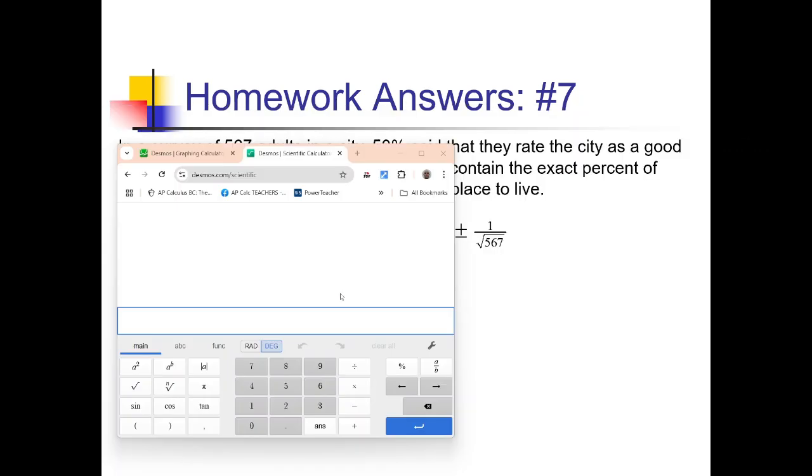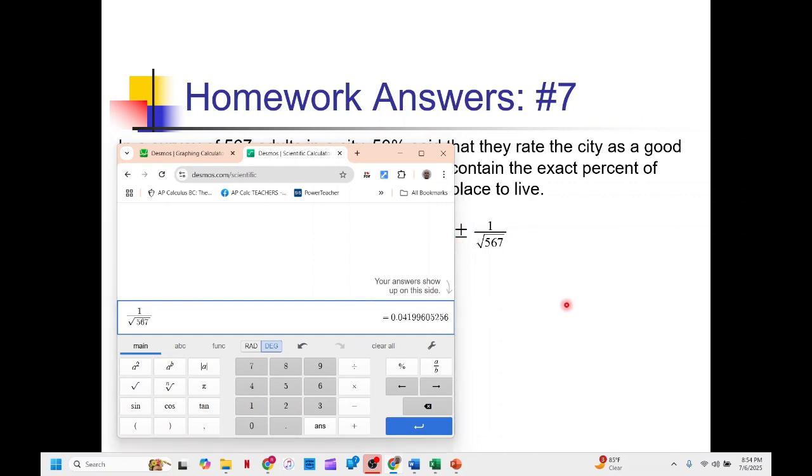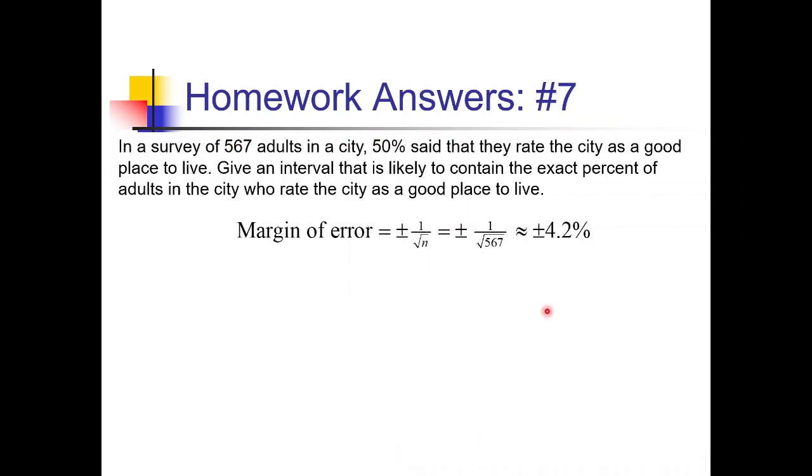Let's calculate what that fraction comes out to. So we have 1 divided by the square root of 567, and that comes out to, if we make this a percentage, this is, let's see, roughly 4.2%. So now we need to subtract 4.2% from 50 and add 4.2% to 50 in order to get our likely interval that they're asking for.